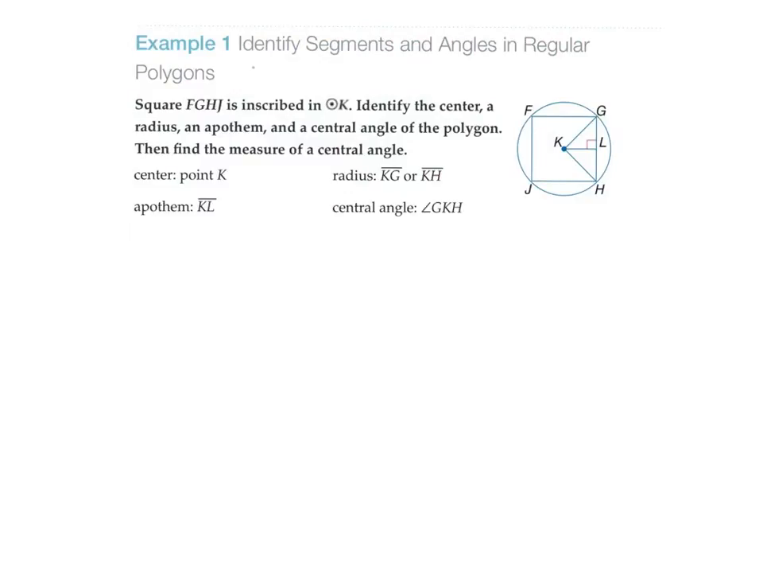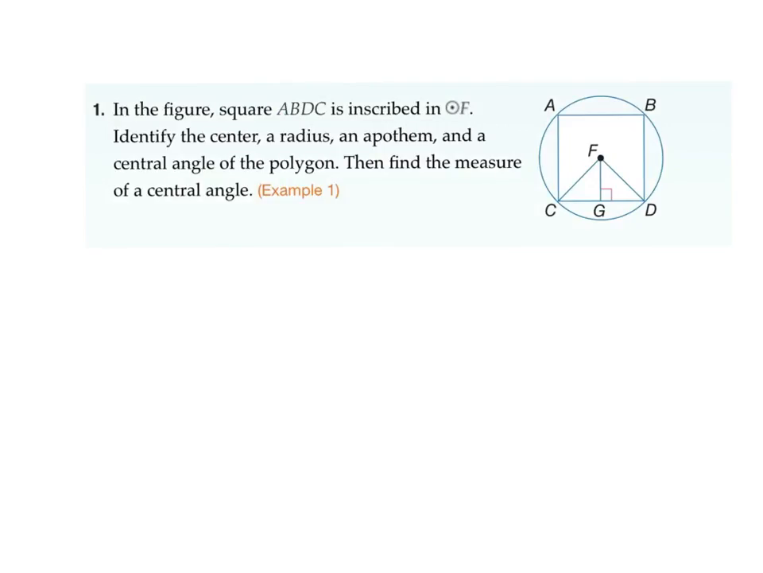And now we're looking at example 1. All this is identifying segments and angles. So in other words, naming the parts of the regular polygon and also parts of the circle. So here's question number 1, naming the parts, identifying the center. Well, the center is F, and don't forget it's the center of a circle, so you need to put the little circle in the target. The radius. You've got 2 here. You can either use FC or you can use FD.